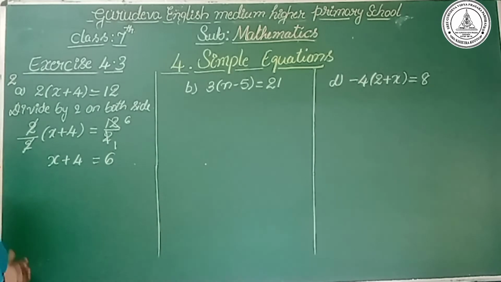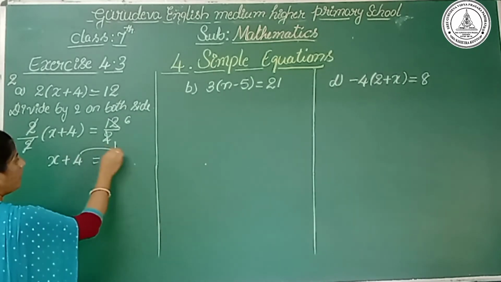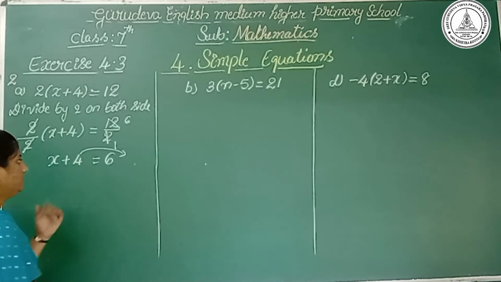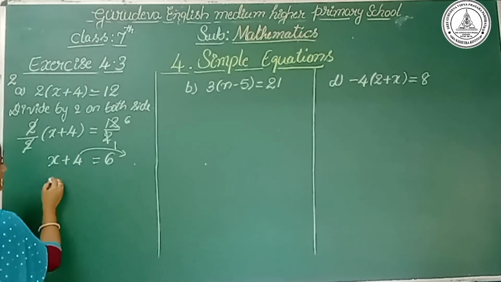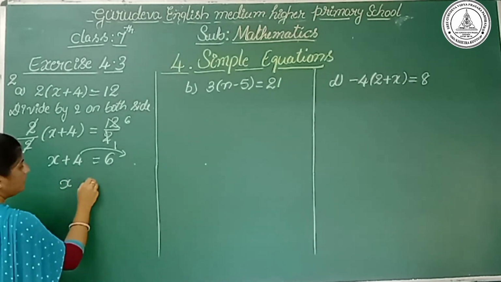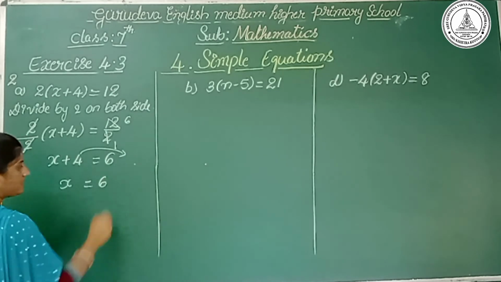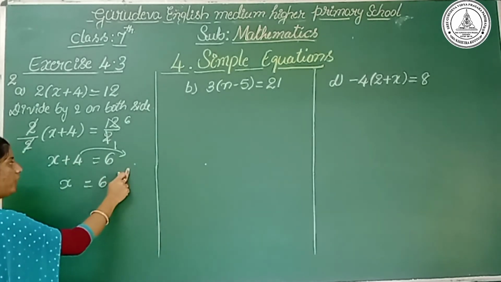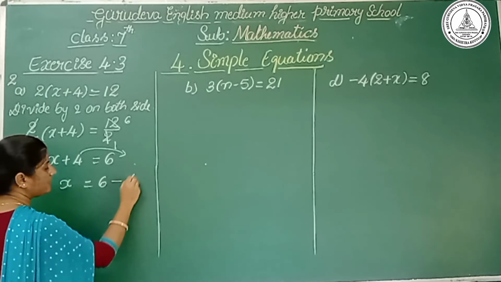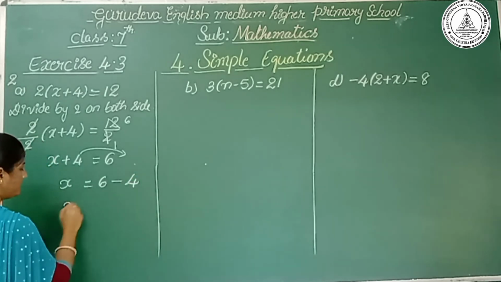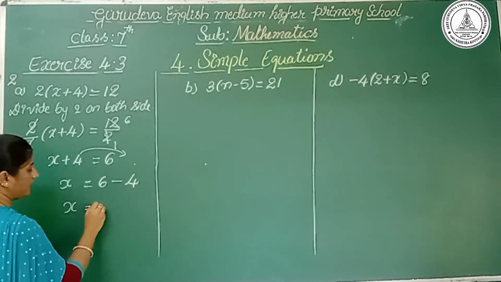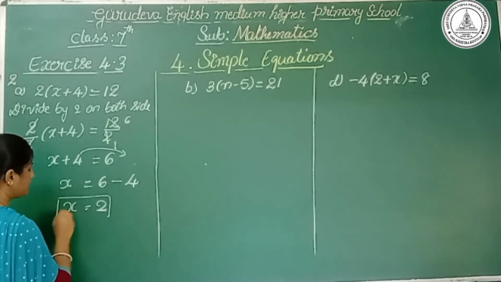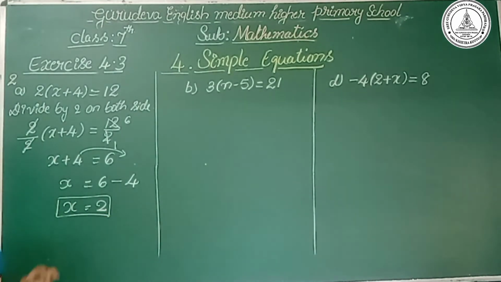Okay, so now you transpose 4 to the right hand side. Then what will we get in the LHS? Remaining here x, which is equal to 6. After transposing the 4, the plus 4 becomes minus 4. Then x is equal to 6 minus 4, which is 2. That is the solution for the given equation.